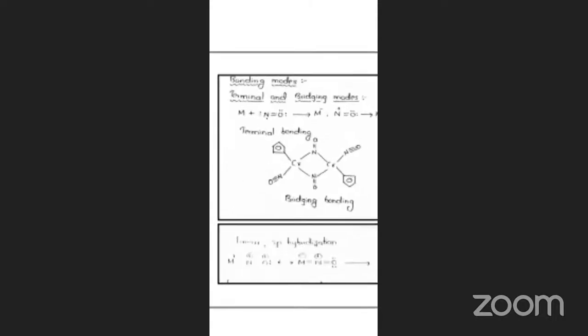That depends on the condition in which they are donating electrons to the central atom. Based on that, there are some examples. We can discuss examples of complexes, and how they act as bridging and terminal modes. This is a bridging mode. I will explain that complex.